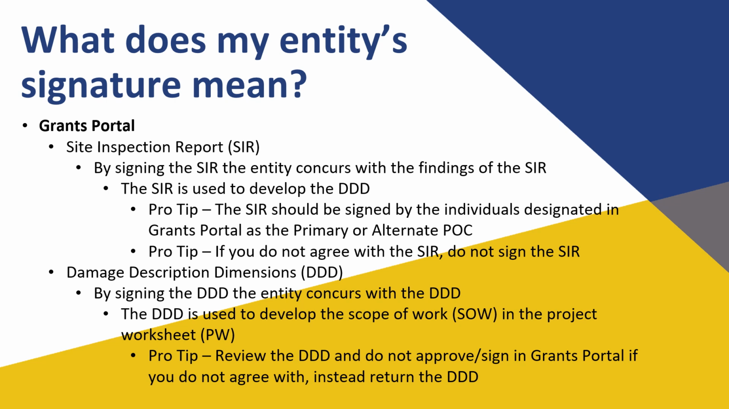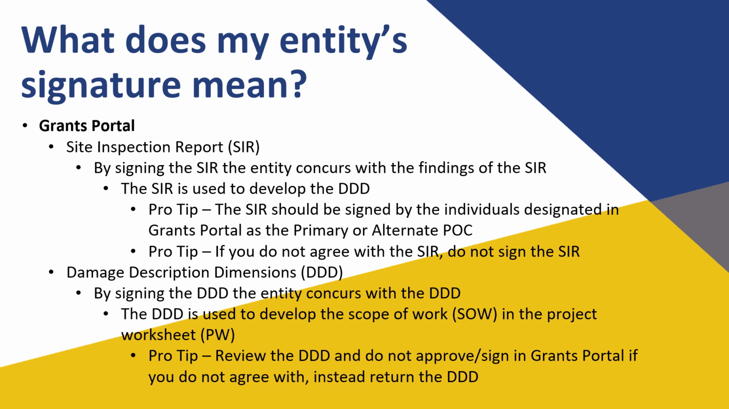We mentioned earlier that Grants Portal is used to sign several documents in the application process, but what does signing it mean? In essence, it means that you concur with the findings in the document and you're ready to move forward with the application. If you disagree with anything in the document, such as the site inspection report or the damage description and dimensions, don't sign it. Instead, return it to FEMA for correction. The best time to make corrections is before the project goes any further.